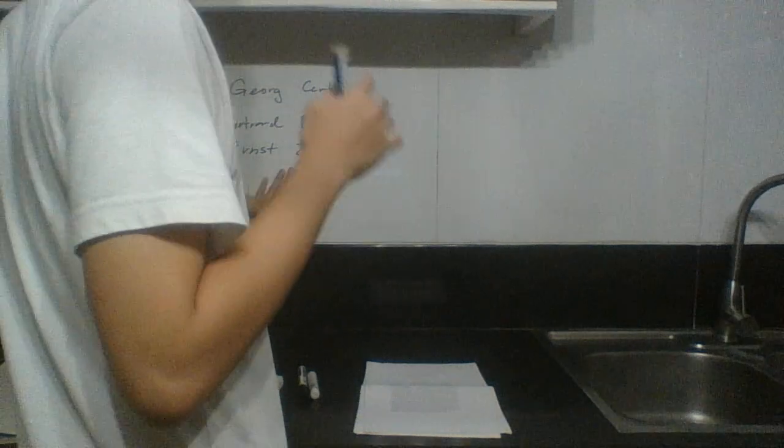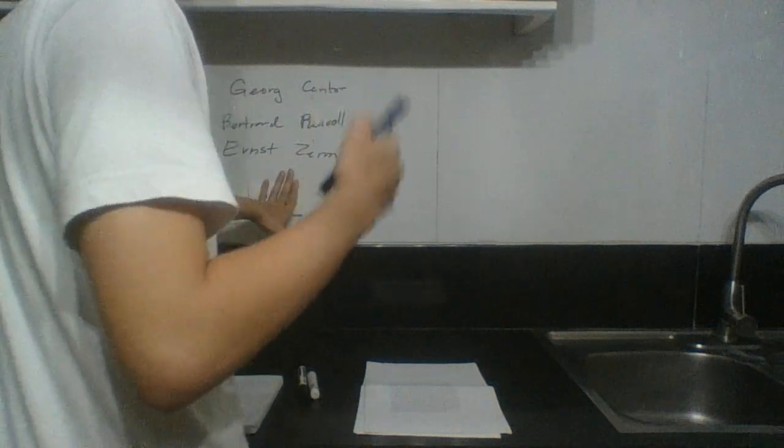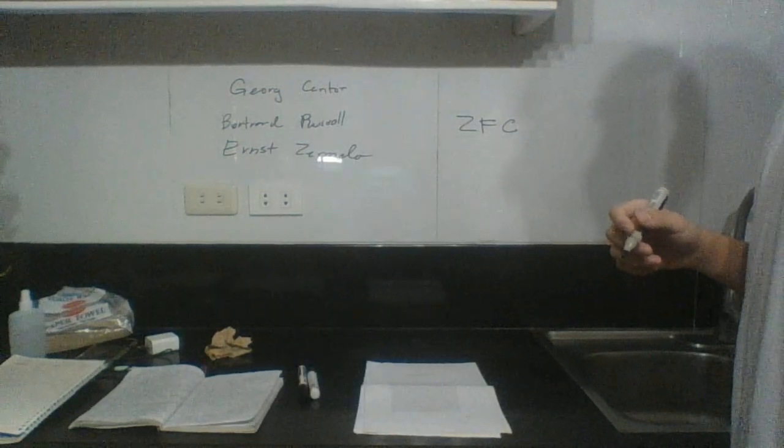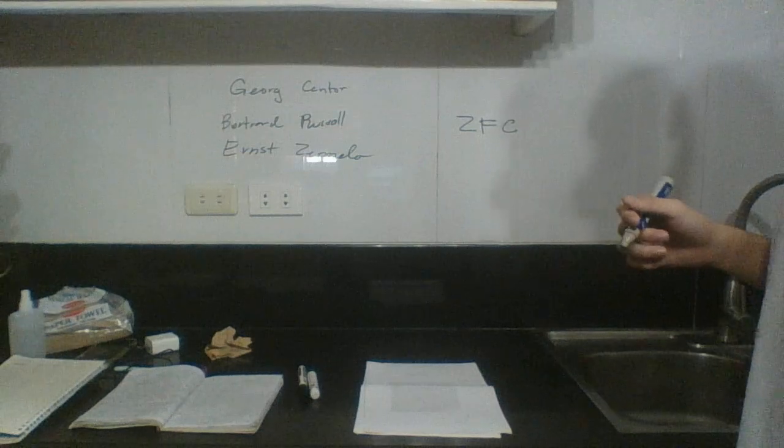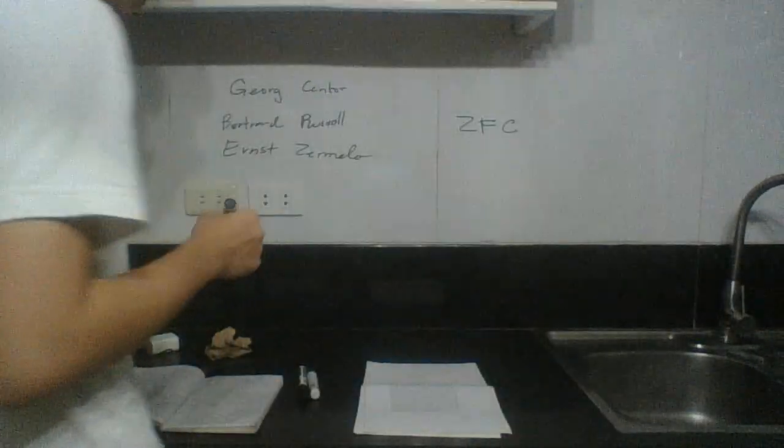Zermelo's axiomatic system, which we now call ZFC. In fact, it wasn't just Ernst Zermelo. There was also Fraenkel, some guy named Fraenkel, who contributed to it, and they created ZFC, which is Zermelo-Fraenkel axioms with choice.